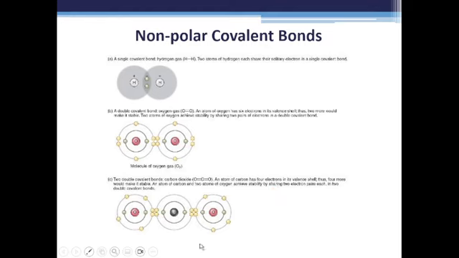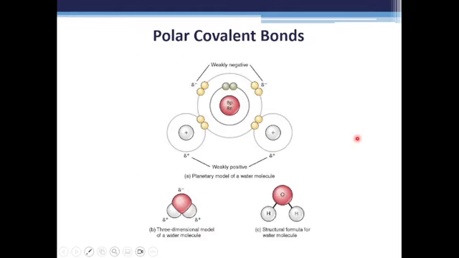Since we have nonpolar, we also have polar covalent bonds, which are very important in anatomy and physiology. A polar covalent bond still involves sharing the electrons, but the sharing is unequal. So covalent bonds are still sharing of electrons, but the difference is that polar covalent bonds are unequal, and nonpolar covalent bonds are equal.